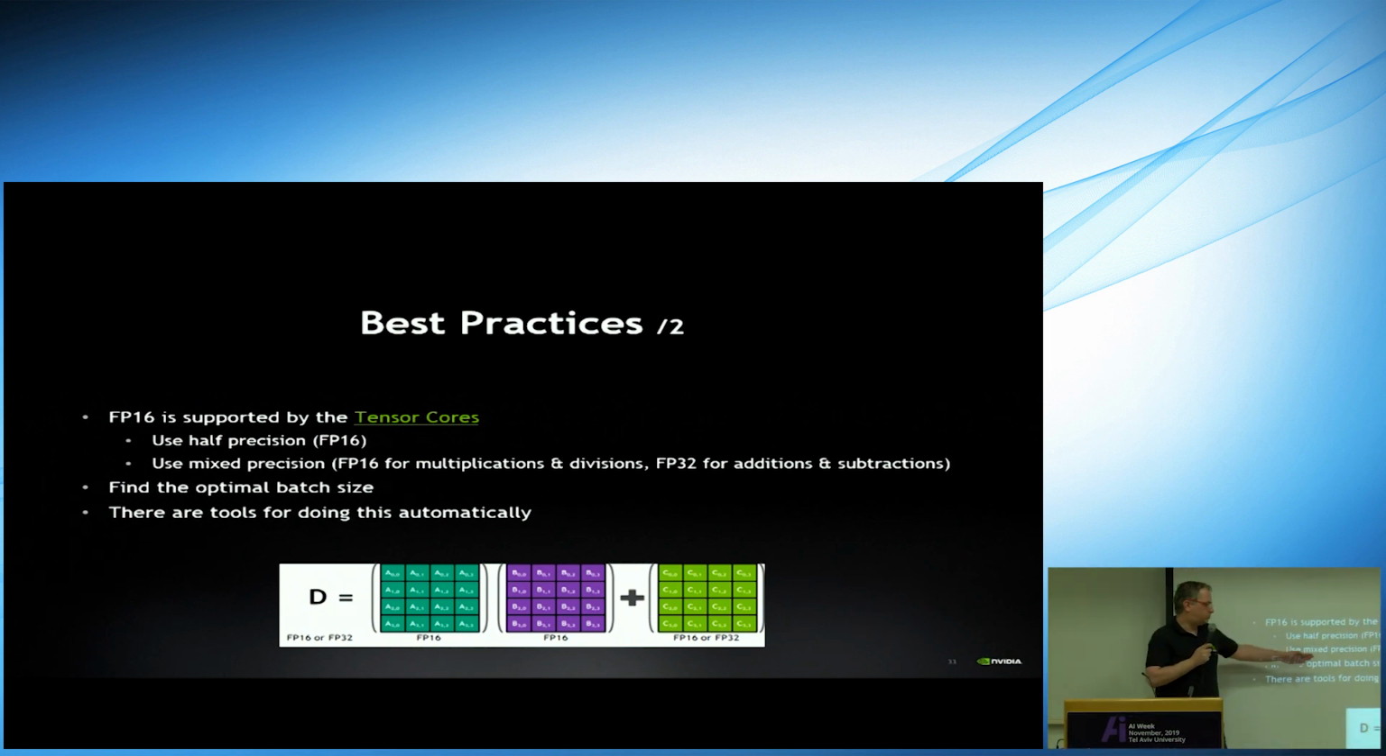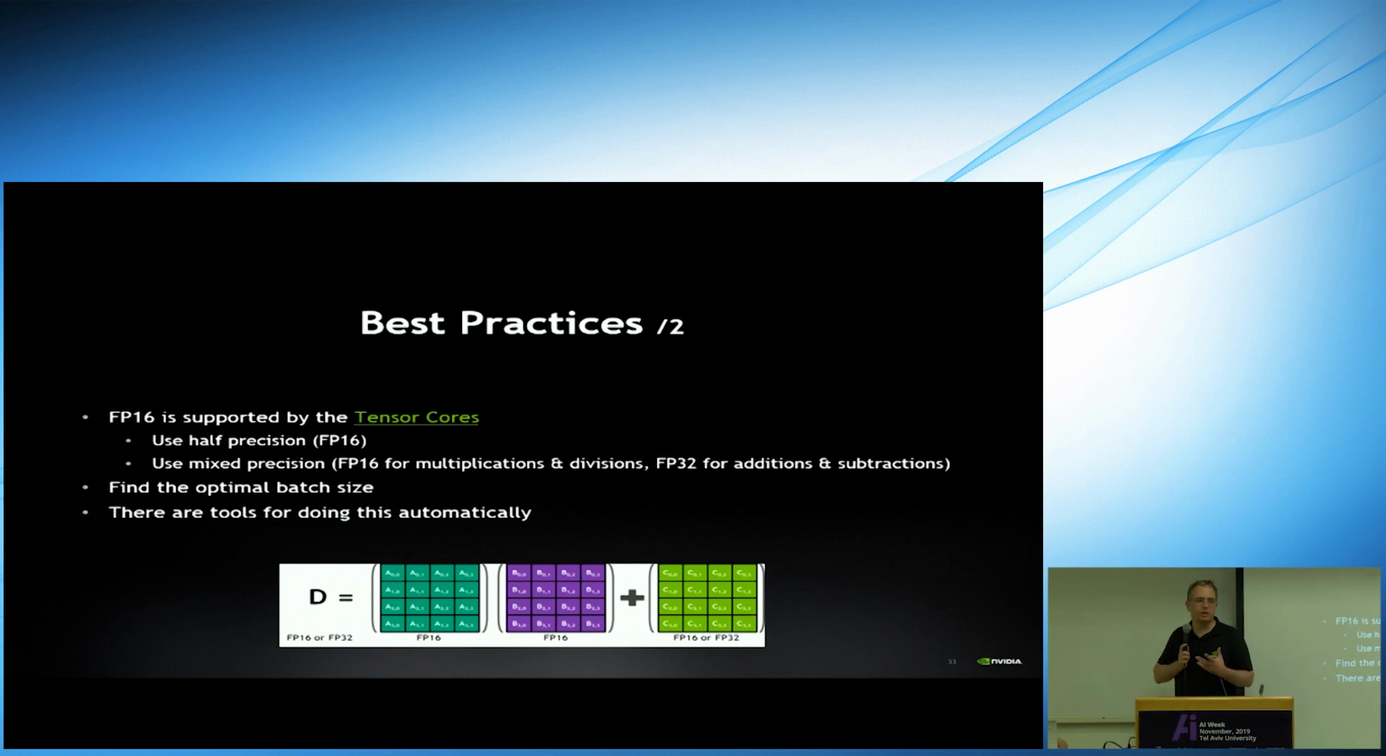So optimal batch size is actually the key here, and it's up to you to tune. There are no hard and fast rules for what models use what batch sizes. It also depends on your specific use case and on your specific data. Fortunately, there's a tool called Automatic Mixed Precision available for both TensorFlow and PyTorch, and it allows you to do this automatically.